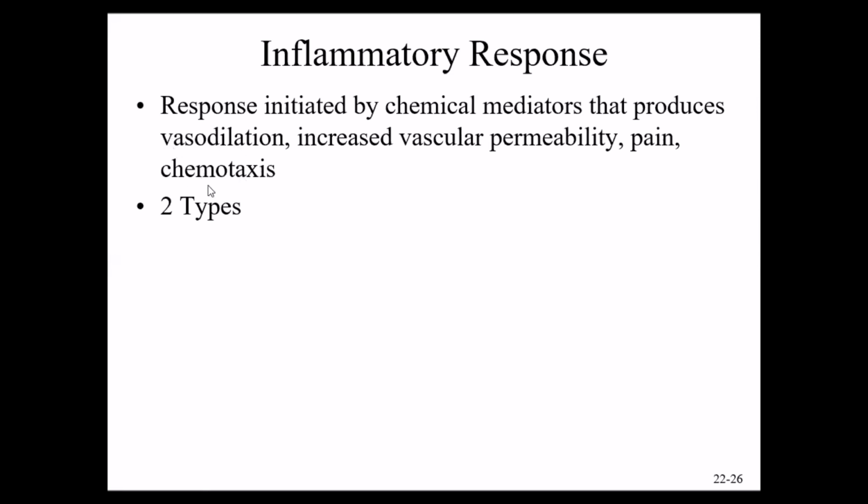So chemotaxis is a special type. We've talked about this in chapter 19 on the blood, that chemotaxis allows for white blood cells to be attracted to a particular damaged cell or infection in the body.